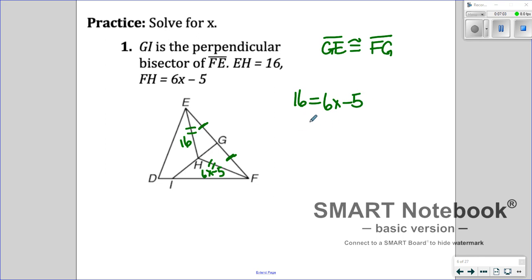Once you do that, then you just solve. I'm going to leave that 6x there, and then add that to the other side. Make sure I had everything correct. And then I divide by 6 on both sides, and then my x is going to be, just get whatever decimal I get with that one, 3.5.